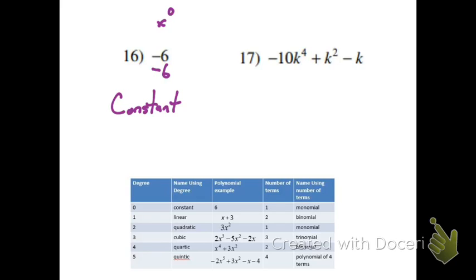And then last but not least, we've done this already. Now, how many terms does it have? Well, it's a monomial. 1 term, no variable. So negative 6 is just a constant monomial.